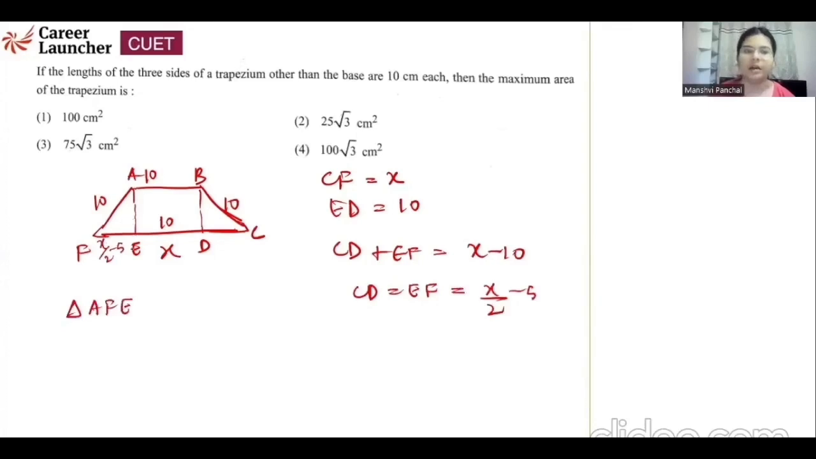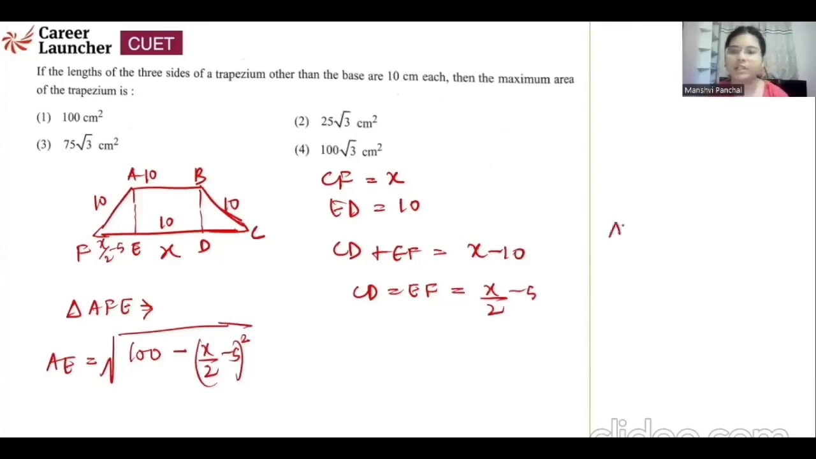The perpendicular will be, if I apply the Pythagoras theorem, then AE will be the square root of 10 squared, which means 100, minus (x by 2 minus 5) whole squared. This will be AE: the root of 100 minus (x by 2 minus 5) whole squared.